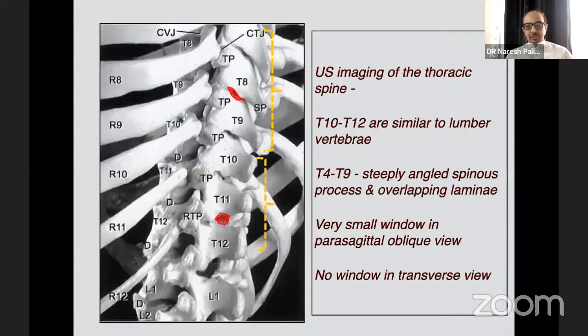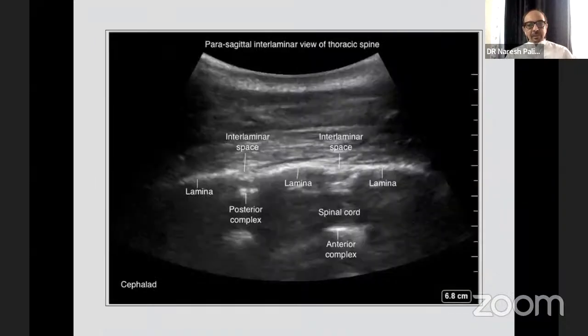Apart from knowing if there is any scoliotic abnormality or not, the transverse view at mid-thoracic levels is not useful. This is just to show how it looks in the parasagittal interlaminar view at the thoracic spines. The laminae have a flat leaf-like appearance at thoracic levels, against the sawtooth appearance at the lumbar levels.